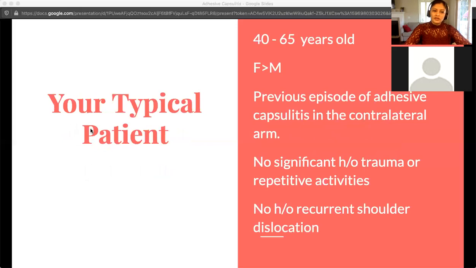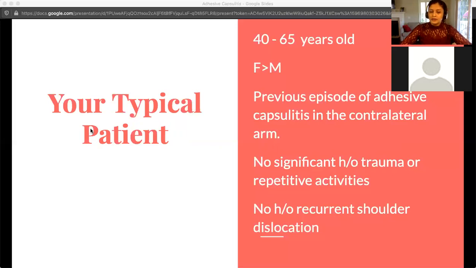So your typical patient of adhesive capsulitis is probably going to be between 40 and 65 years of age. Females are more likely to have this condition than males. So you might see a 55-year-old female coming in with a painful shoulder. So that is one of the demographic criteria.